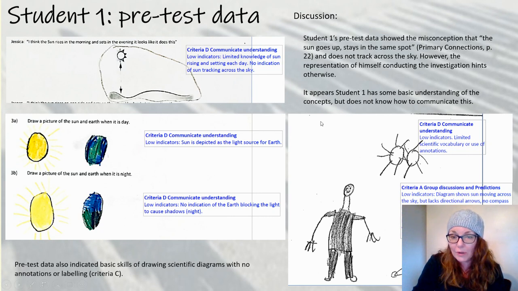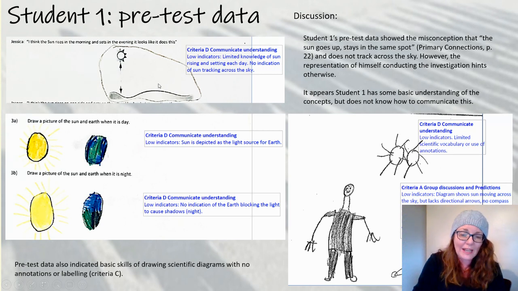However, in his diagram on the bottom right here, he shows how he will conduct his shadow investigation, and he's indicated with the drawing of the two suns here that the sun does appear to move. And this conflicts with the initial diagram, which shows the sun rising and setting in the same spot.